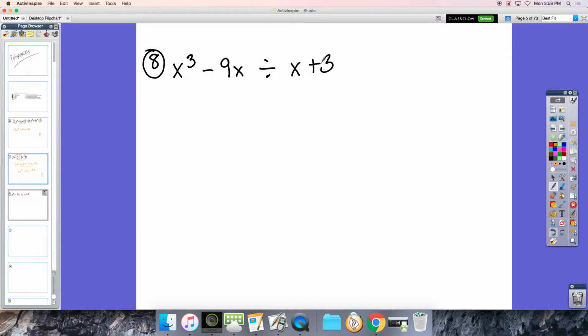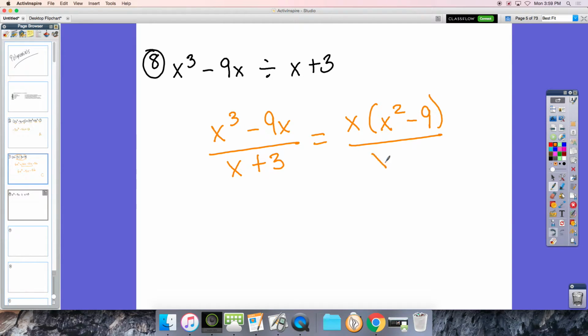Number 8, you're dividing. I would rewrite this as a fraction, so you have x cubed minus 9x divided by x plus 3. Then you should factor out the top. You have a common factor of x in both terms. So this would be x squared minus 9, over x plus 3.